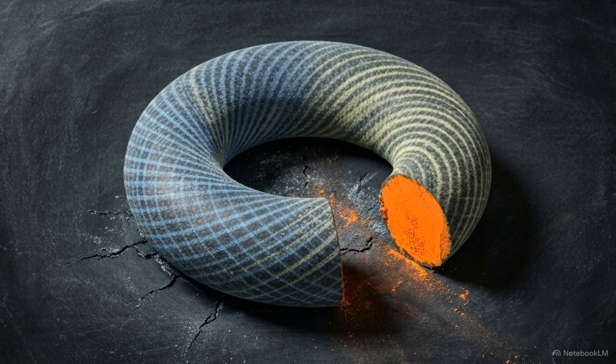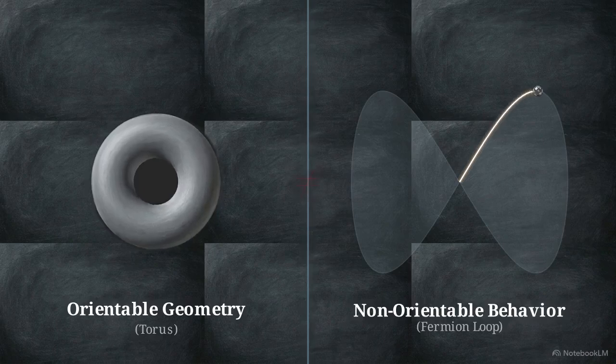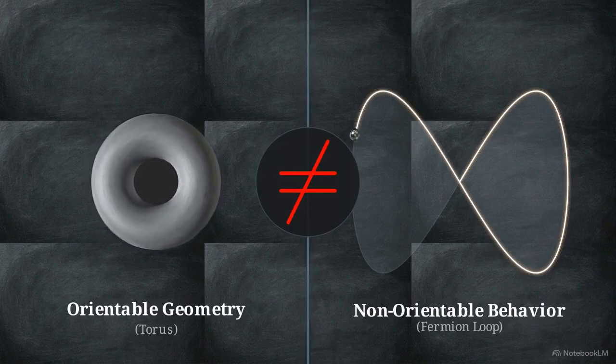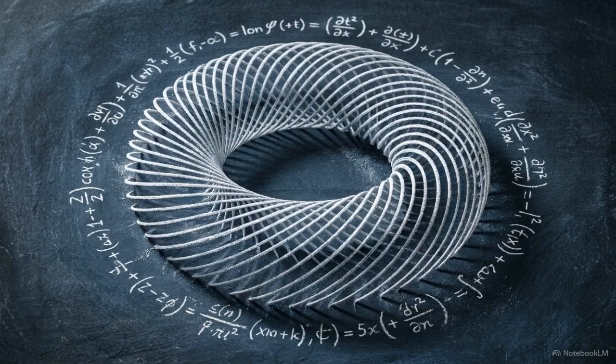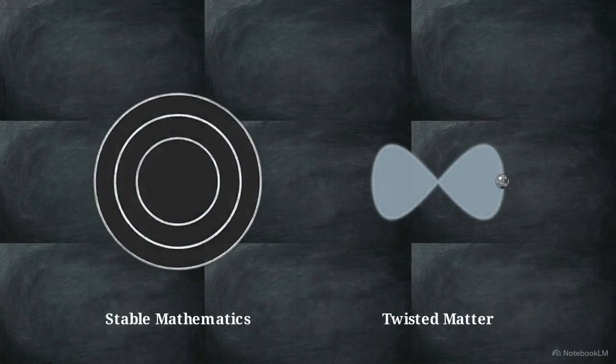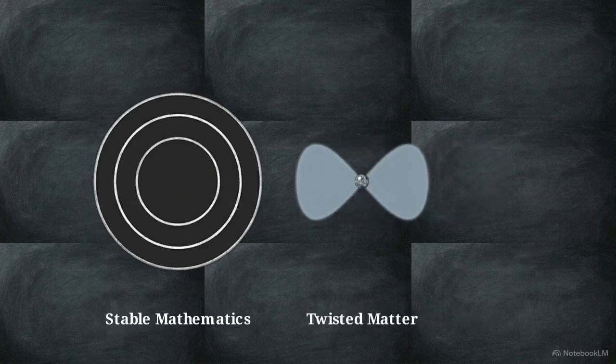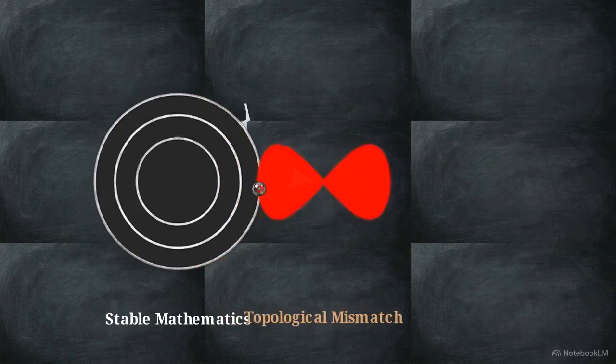The observer-dependent theory of everything, or ODTOE, relies on a highly stable shape called a nested φ-Torus. A torus is a continuous, orientable surface with a distinct, fixed inside and outside. This creates a physical contradiction. An orientable space, like a torus, should not naturally produce particles that behave like non-orientable objects. The mathematics defining the universe's base geometry rely on that stable, orientable surface, yet the matter existing within it is twisted. We have to reconcile the stable math with the twisted particle.